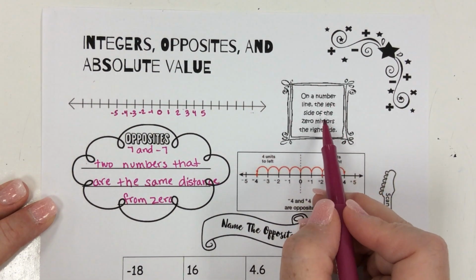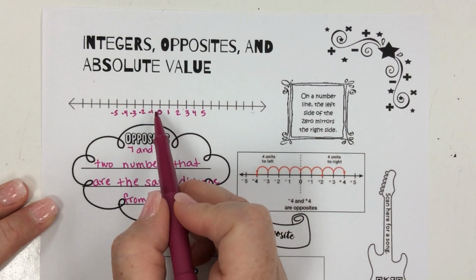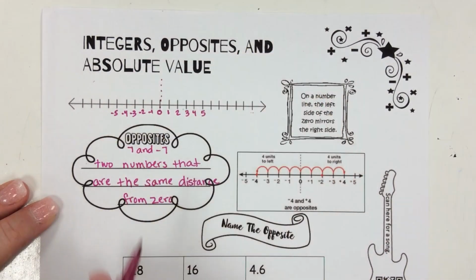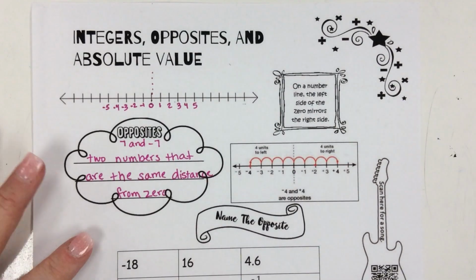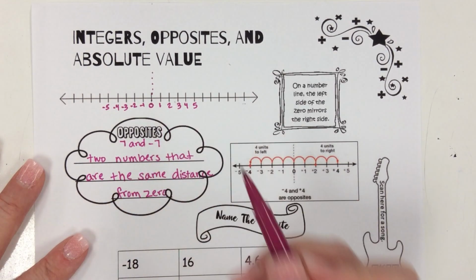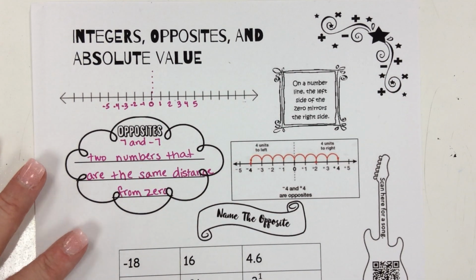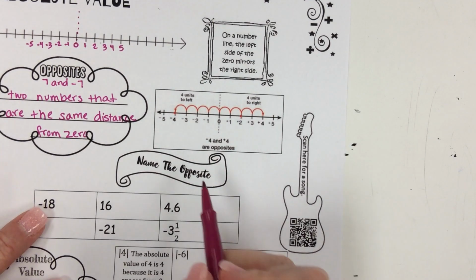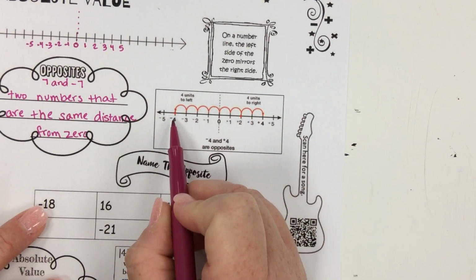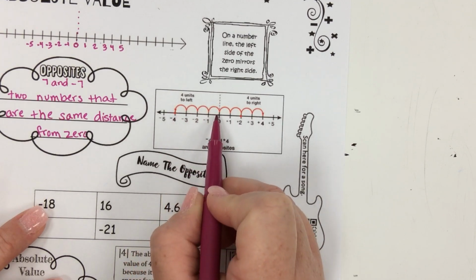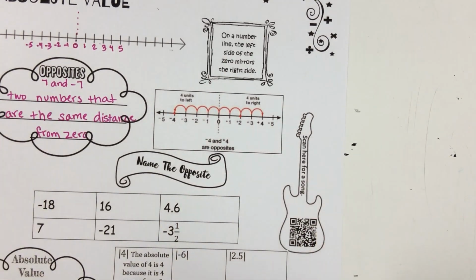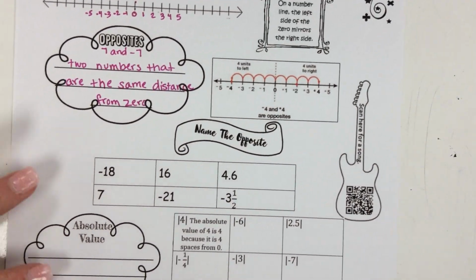On a number line, the left side of the 0 mirrors the right side. So I could take this number line and fold that paper over in half, and this -2 would line up with that +2. They are the same distance from 0, and that makes them opposites, okay? Here's another example. -4 and 4 are opposites. This one is 4 spaces to the left, and +4 is 4 spaces to the right. Okay, so we're going to practice a few.